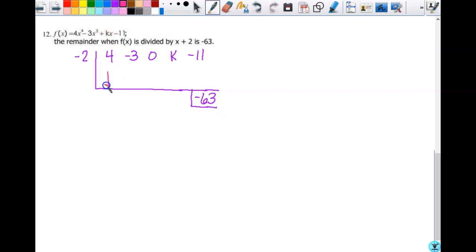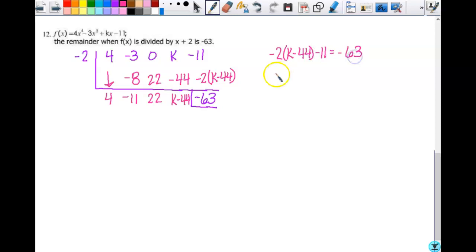Okay. So bring down my 4. Got 4, negative 8, negative 11, positive 22, 22, negative 44, so k minus 44, then negative 2 times that, so negative 2 times k minus 44. So when I put all this together, I get negative 2 times k minus 44 minus 11 equals negative 63. So negative 2 times k minus 44 equals a negative 52. Divide by my negative 2, so k minus 44 equals 26. Add 44 to 26, and k equals 70.